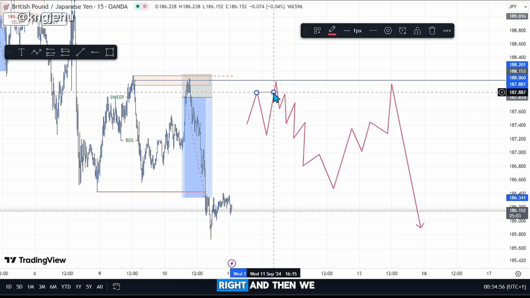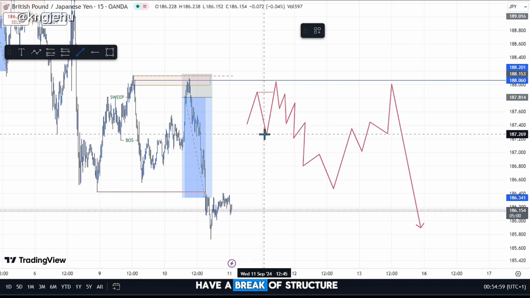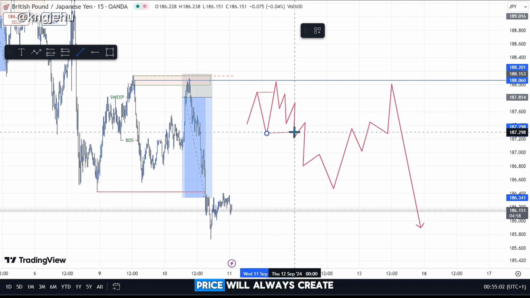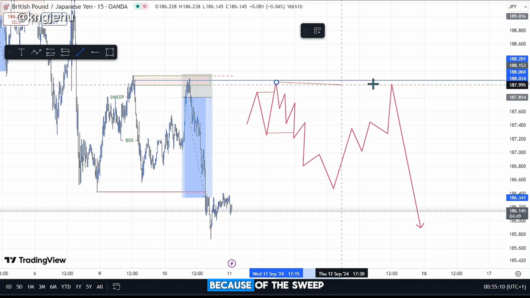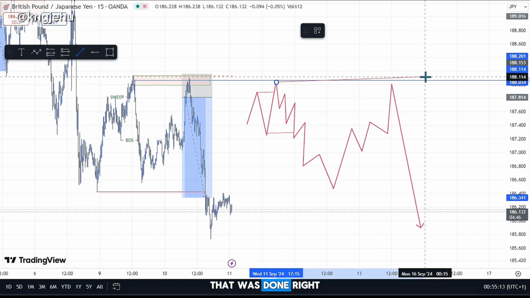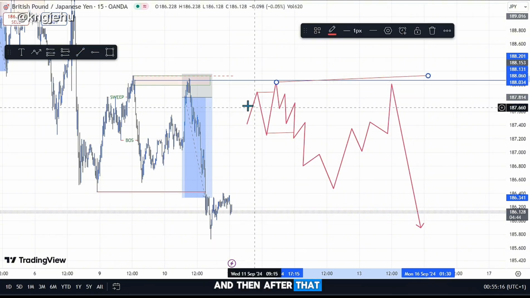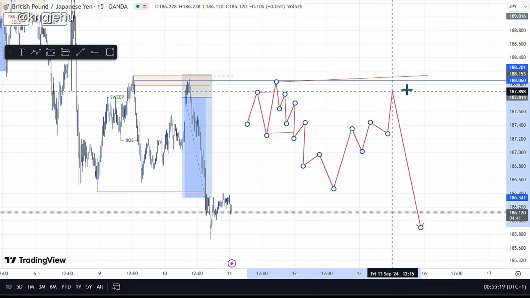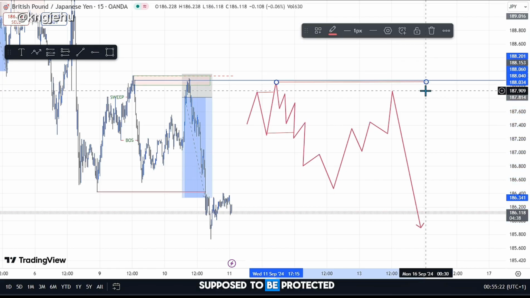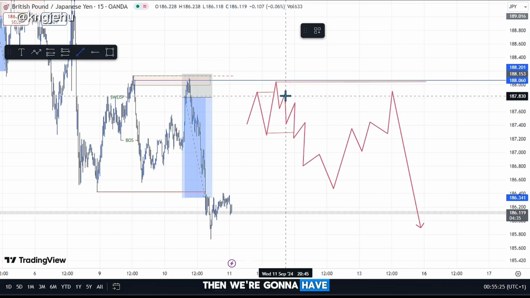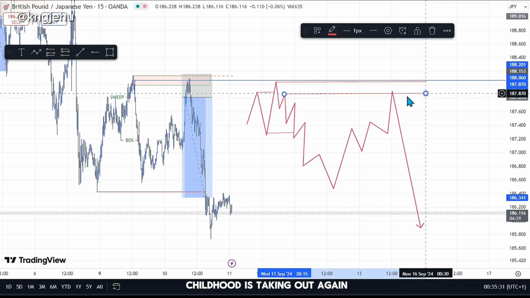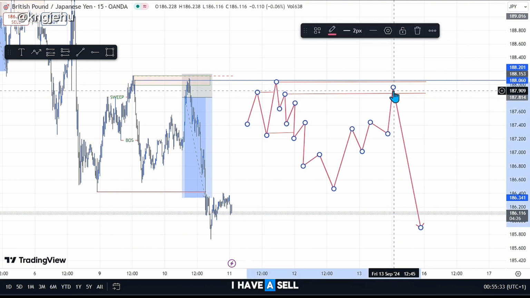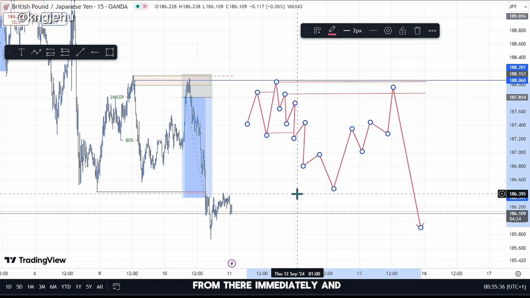a sweep, and then we have a break of structure. Price will always create this, so don't fear, it happens. Then after that, we expect this low to be protected because of the sweep that was done. Then we're going to have this structural liquidity taken out, and the moment structural liquidity is taken out, we're going to have a sell from there immediately, and that's how it works.